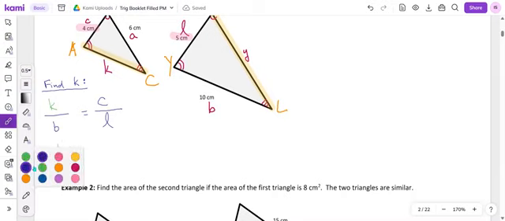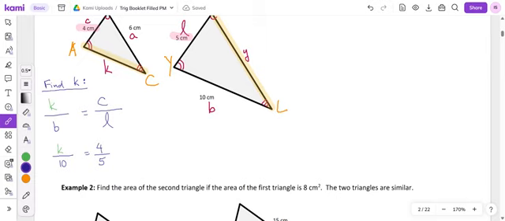So I don't know the K, but I know that B is 10 centimeters long. I know that C is 4 centimeters long. And I know that L is 5 centimeters long. Please ask if you're like, how did you get that? Where'd you get that from? Please just ask.